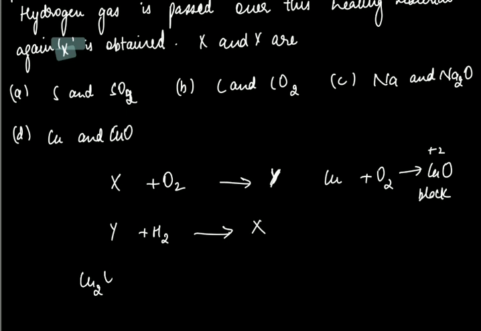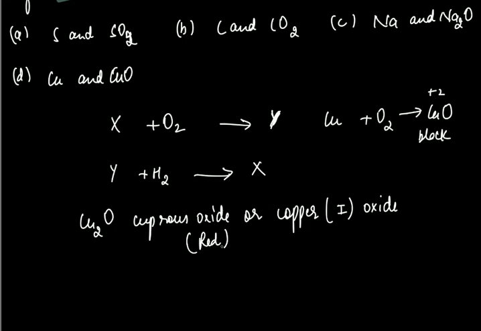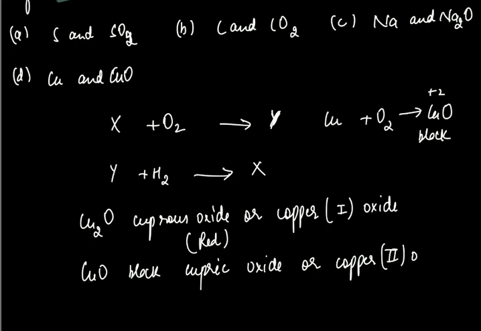One is Cu2O, called cuprous oxide, or we can even write in Roman numerals copper(I) oxide. This one is very much red in color. This is also called ruby copper. Then we have CuO, which is black in color, and this is called cupric oxide. We can even write in Roman numerals copper(II) oxide.